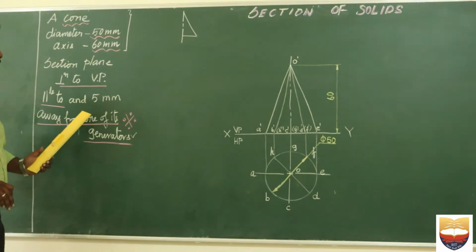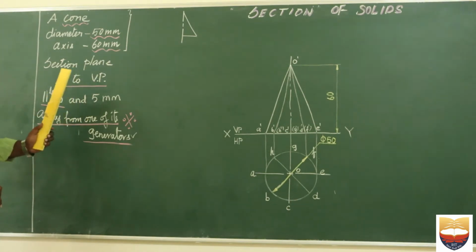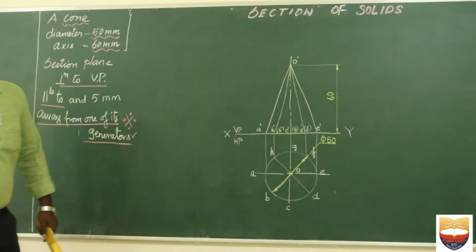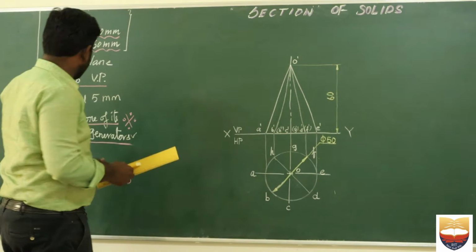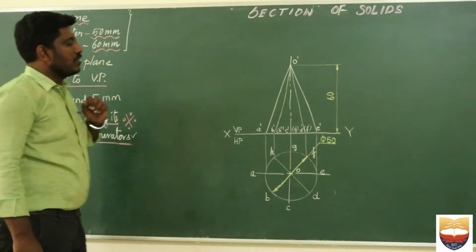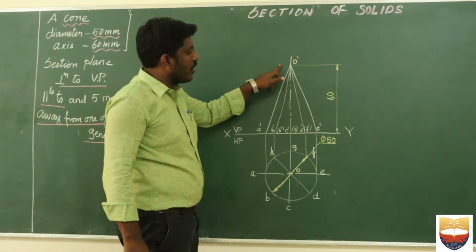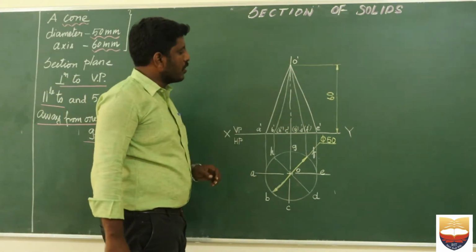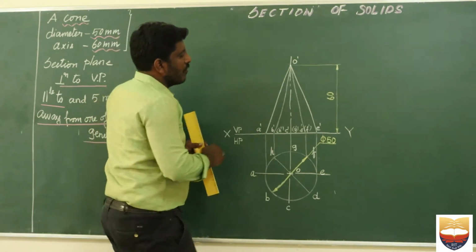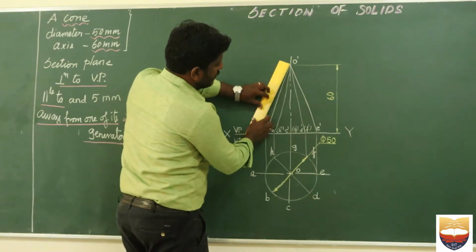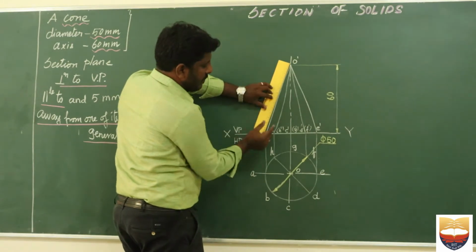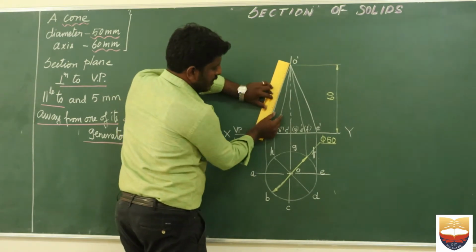Now let us discuss how to draw this section plane and how to find the true shape of this particular problem. To draw the section plane, see here it is given as parallel to, and 5 mm away from, one of its generators. So let us take either A dash to O dash or E dash to O dash. I am going to take A dash to O dash as my generator, from where I have to keep my scale parallel to A dash to O dash, and I have to measure 5 mm like this.